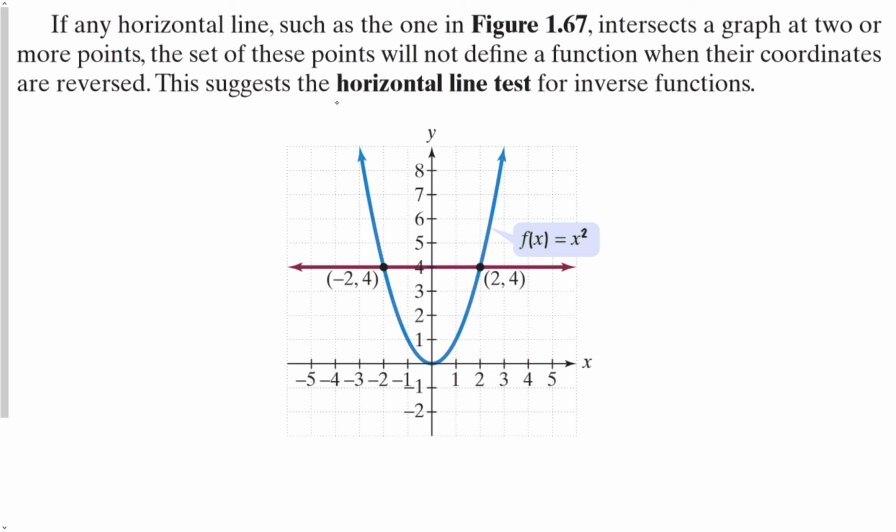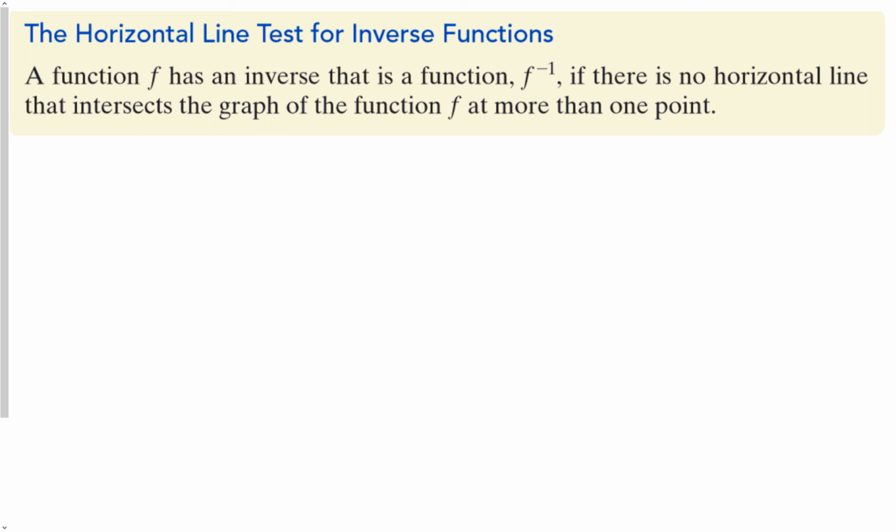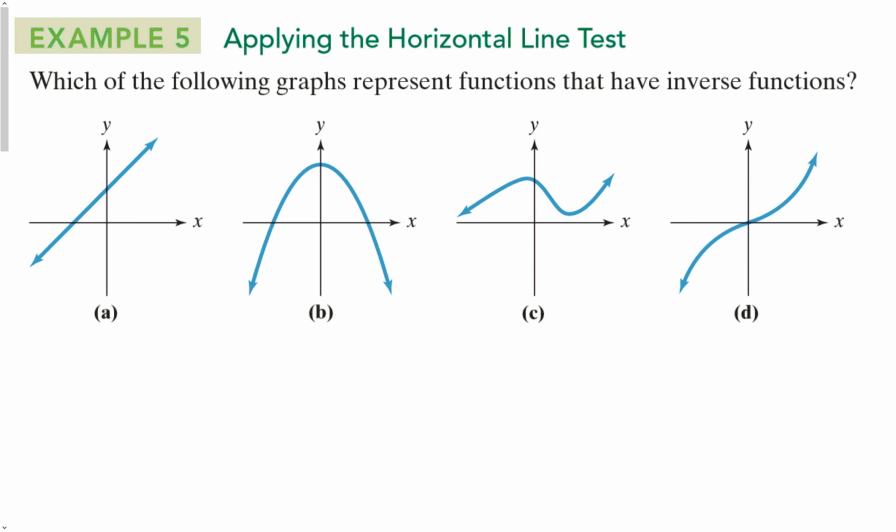So that's why we have something called the horizontal line test. What the horizontal line test lets us do is look at a function and see if the inverse of that function will also be a function. Okay? And then here's the formal definition for the horizontal line test. A function f has an inverse that is a function if there is no horizontal line that intersects the graph of the function f at more than 1 point. So if a function passes the horizontal line test, that particular function will also have an inverse that is a function. So which of the following graphs represent functions that have inverse functions?